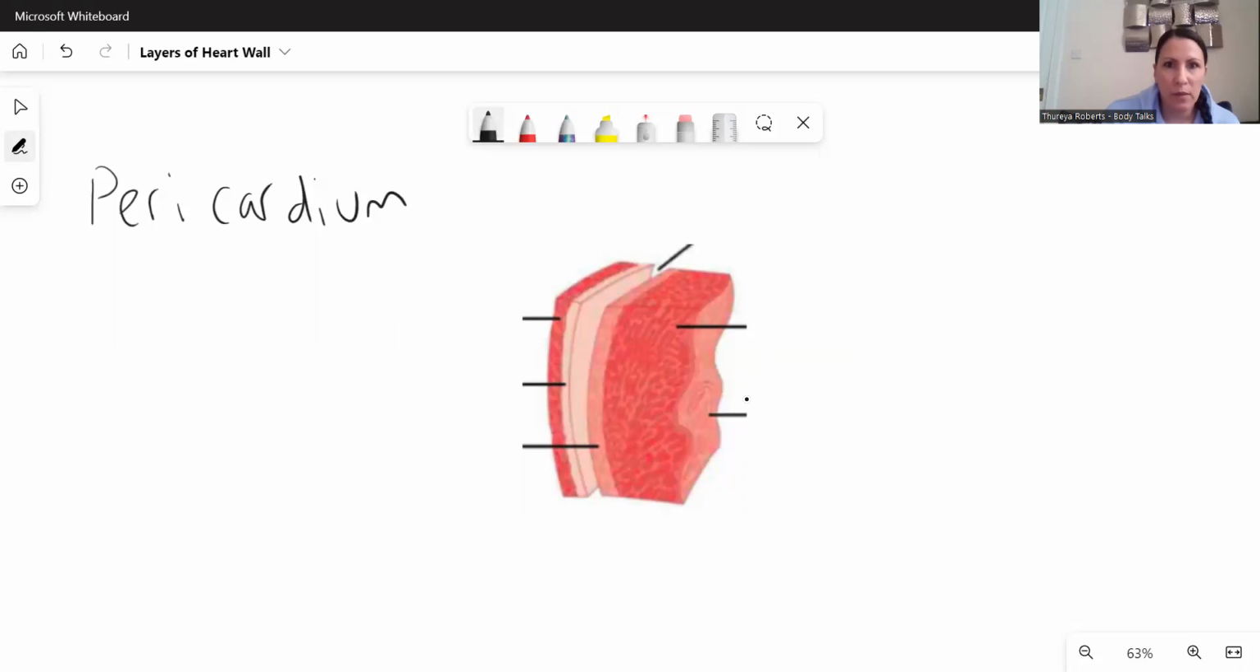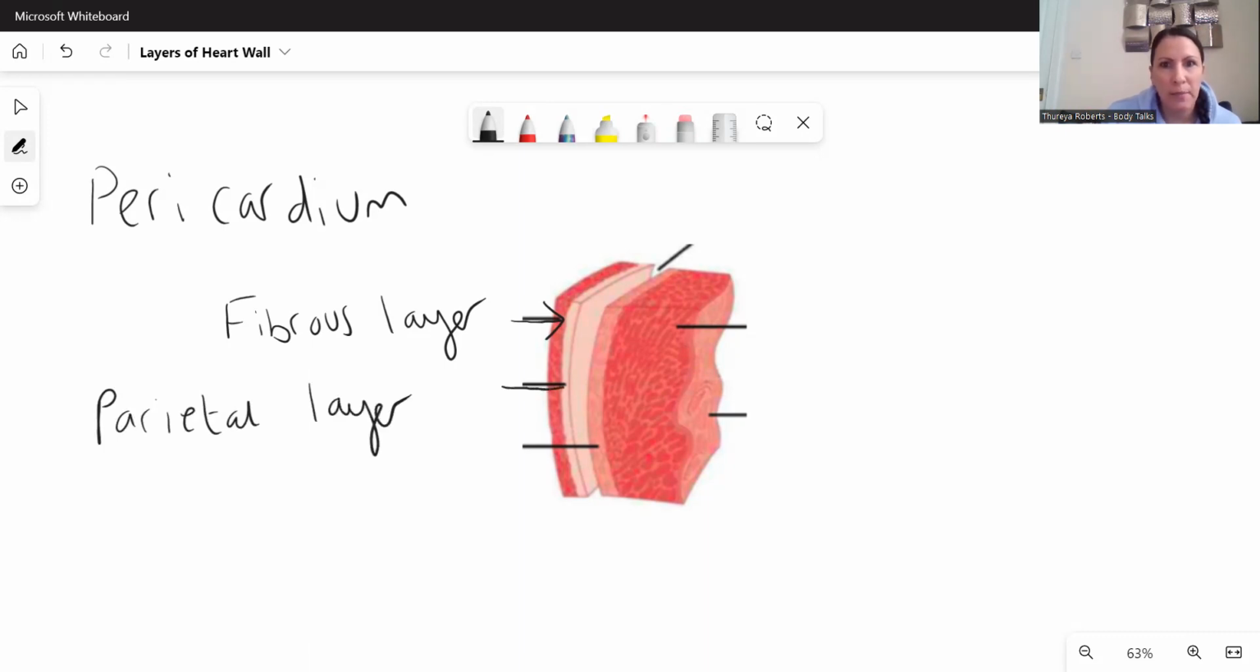All of this, 1, 2, 3, makes up the pericardium, but I'm going to label the different parts separately. The outermost layer is the fibrous layer of the pericardium. Fibrous layer here. Sometimes it gets referred to as the pericardial sac because it's like a sac containing the heart. The next layer we have is the parietal layer. Parietal layer of the heart, this one here. And this layer is still part of the pericardium.